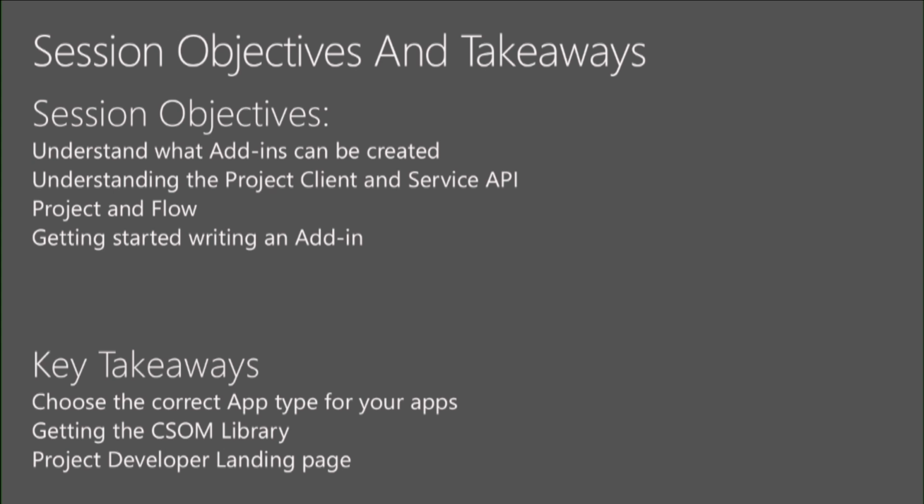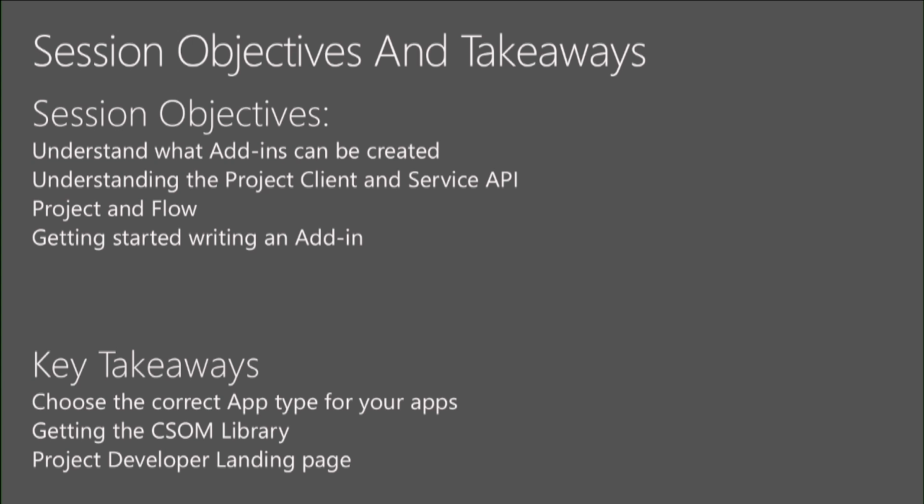My goal today is to make sure that you understand what types of add-ins can be created in Project Online, understanding the project client and the project service API. I'll use Project Service and Project Online interchangeably. I'll cover a little bit of Project Server as well. You've heard of Microsoft Flow, so I'll do a quick demo of creating a simple flow between Project and sending an email. And then I'm going to show you how to get up and running writing an add-in.